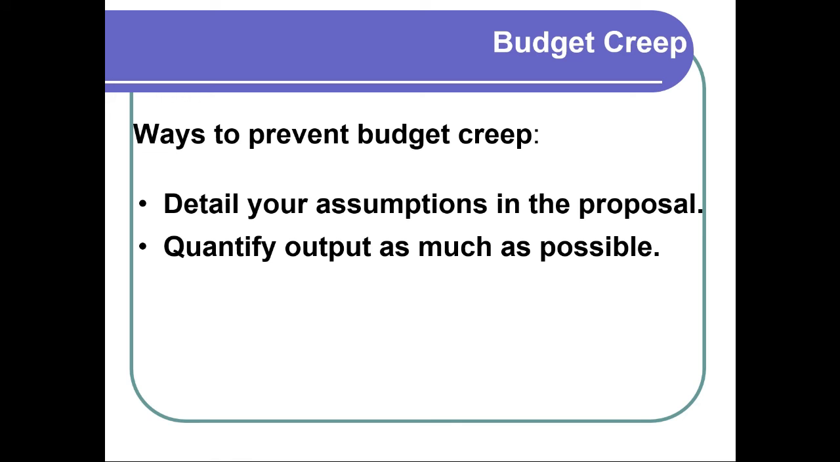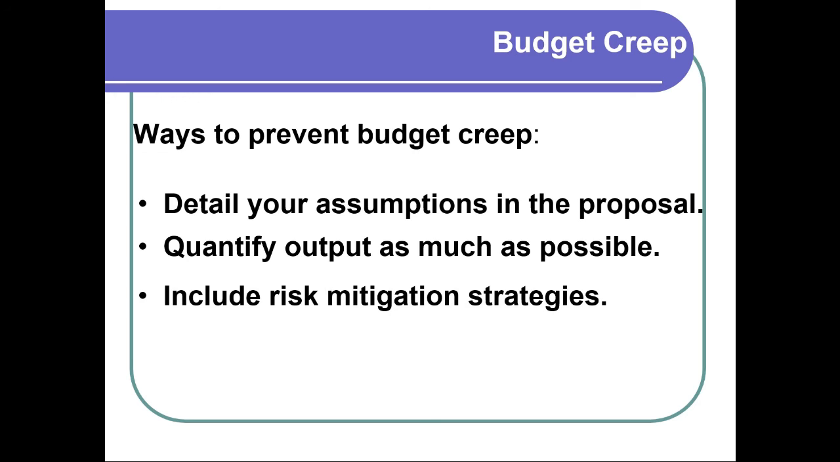Like, hey, we've done the 3 objectives. This is good. We don't need a 4th. We don't need a 5th. This is what we're going to do. Include risk mitigation strategy. If this happens, we're going to do this. If this happens, we're going to have to do this.